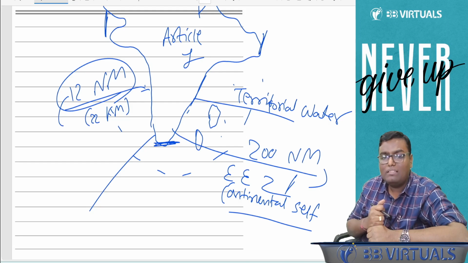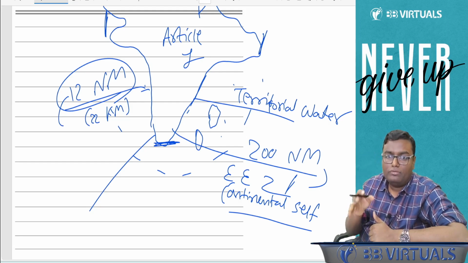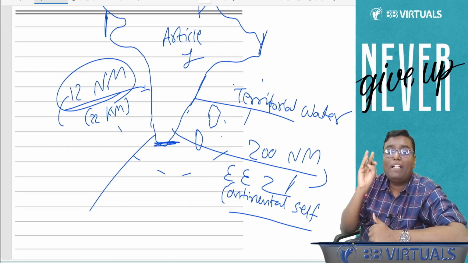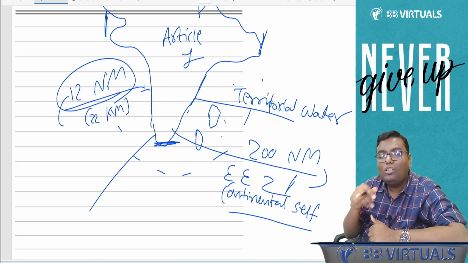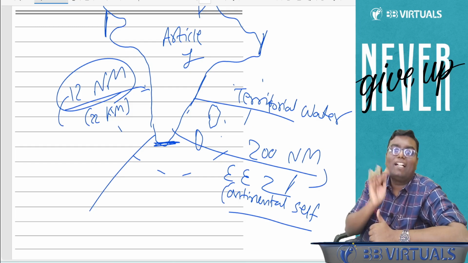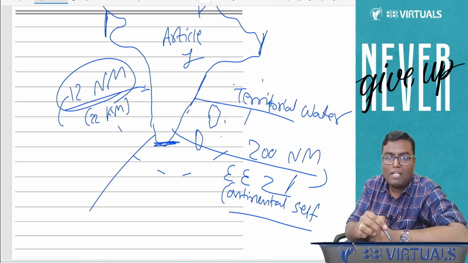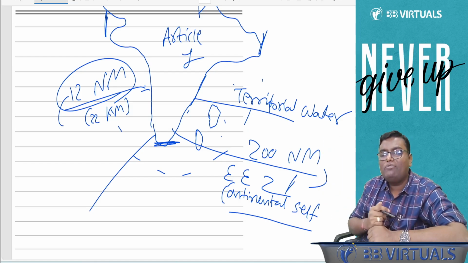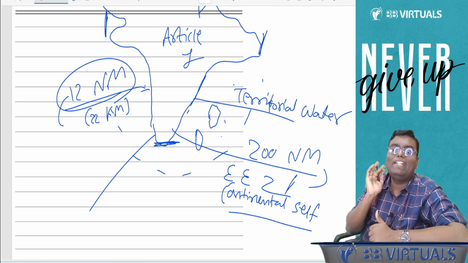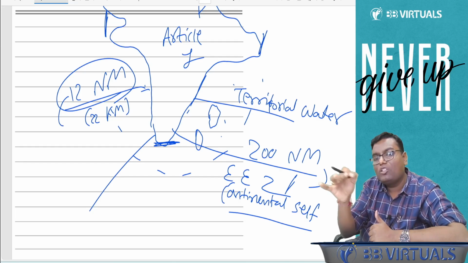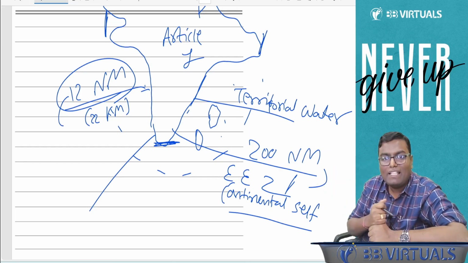Now what is so important in this? From this area, if any natural gas is there, any petroleum is there, then all that can be extracted by India. So India has all the power, all the authority up to 12 nautical miles, and up to 200 nautical miles. If any petroleum or natural gas is there, it also belongs to whom? India. So this particular 200 nautical miles is called what? Exclusive economic zone. What is the second name of this area?